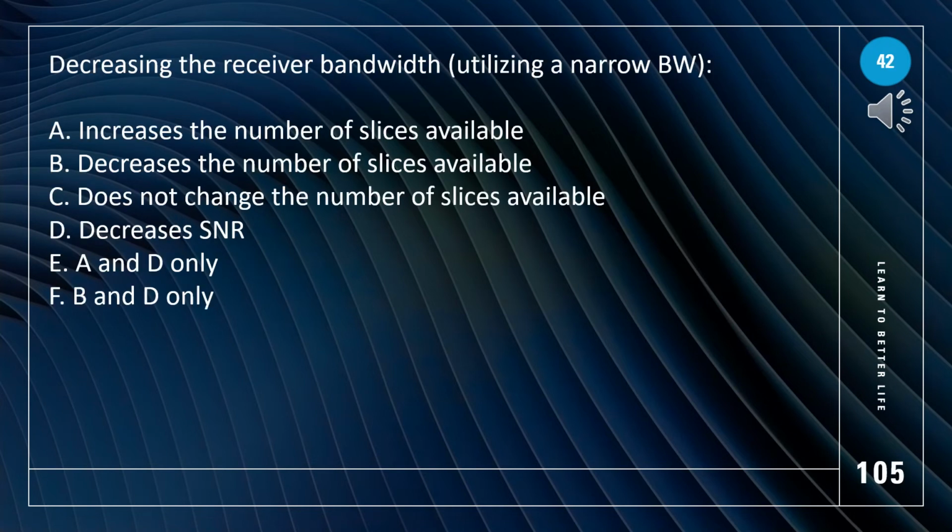Decreasing the receiver bandwidth. A. Increases the number of slices available. B. Decreases the number of slices available. C. Does not change the number of slices available. D. Decreases SNR. E. A and D only. F. B and D only. The answer is B. Decreases the number of slices available.